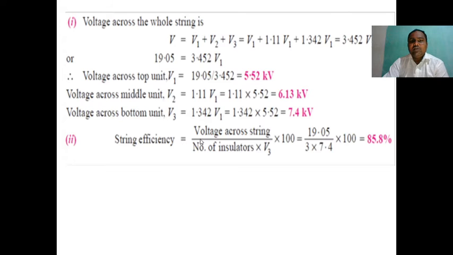String efficiency is equal to the voltage across the string divided by the number of insulators times the voltage across the disc nearest to the conductor, into 100. Voltage across the string is 19.05, number of insulators is 3, V3 nearest to the conductor is 7.4 kV. We get string efficiency as 85.8%.